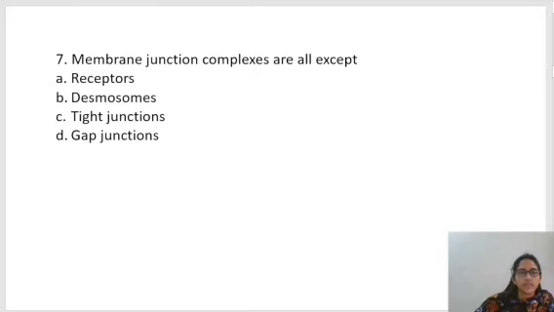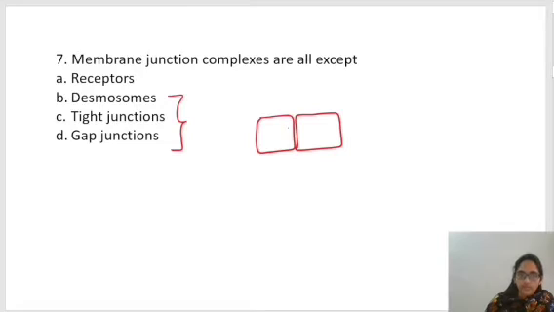So next question: membrane junction complexes are all except. Membrane junction complexes are desmosomes, tight junctions and gap junctions. These three are membrane junction complexes, right? They provide links between two adjacent cells, communication pathways, or a connection between two cells. So desmosomes, tight junctions and gap junctions are the membrane junction complexes.